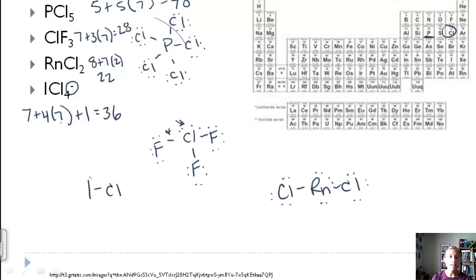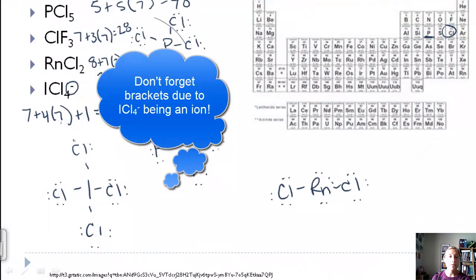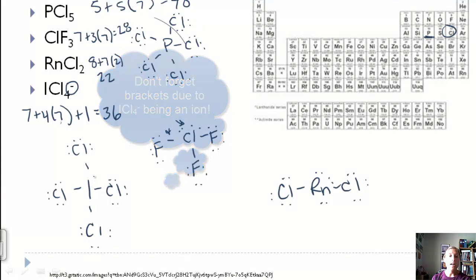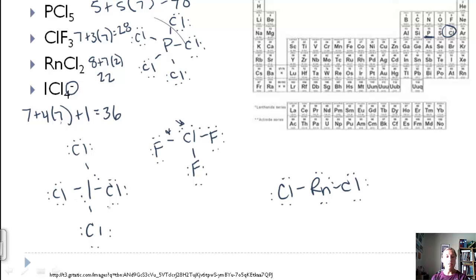Iodine looks like it's going to be our central atom, and then we'll place 4 chlorines around it. First thing we want to do is satisfy the octet rule for everything: 2, 4, 6, 8, 10, 12, 14, 16, 18, 20, 22, 24, 26, 28, 30, 32. I'm short, so I need 34 and 36. In this case, iodine is way below period 3, so it can accommodate more than 8. It's got 4 bonded pairs plus another 2 lone pairs.